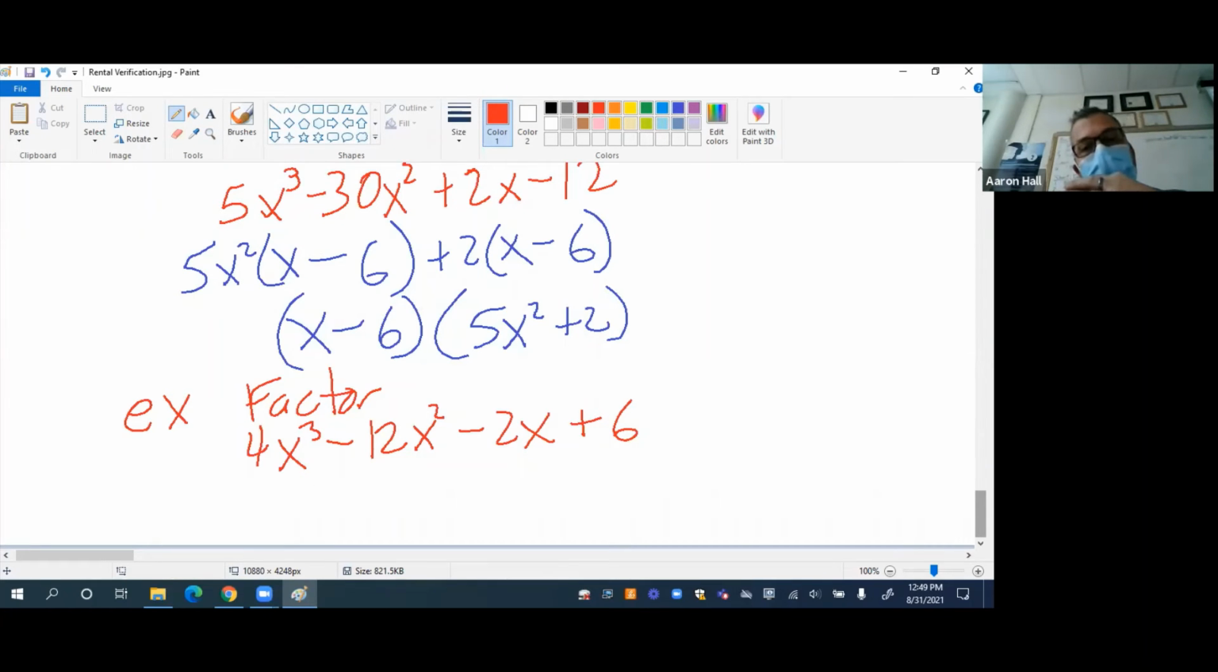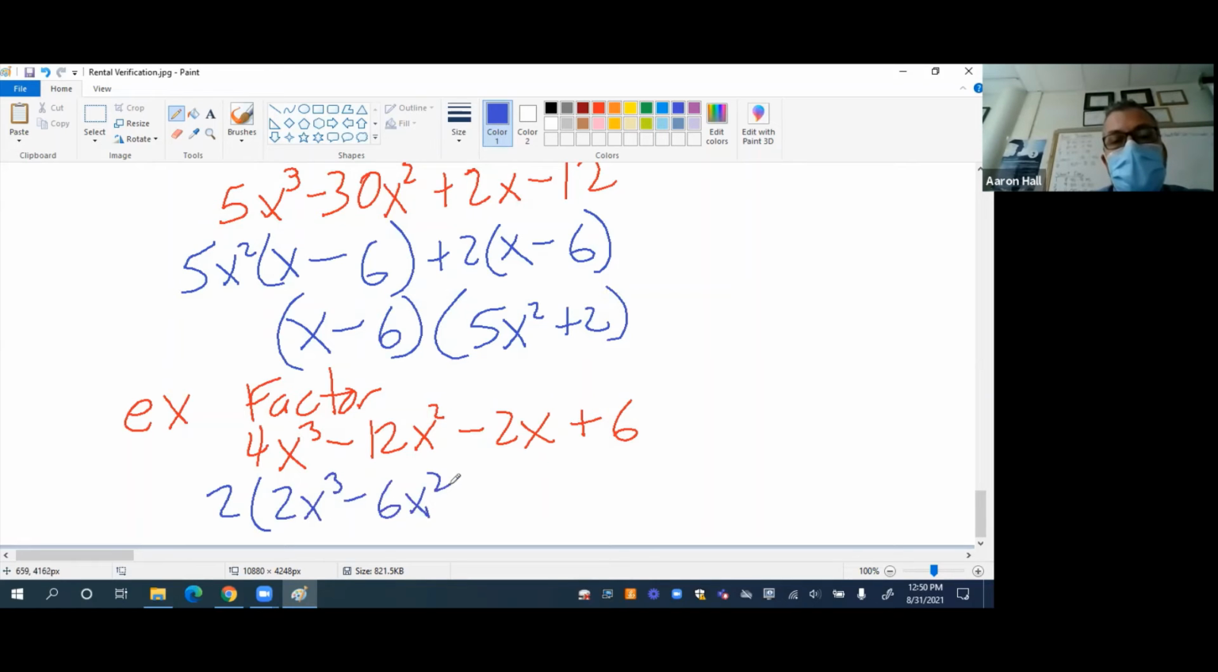Can I factor something out of everything? Yes. 2. Do we have to do that first? We can do it last as well. So what do you want to do? Do you want to factor out the 2 first or last? Okay. If I factor out a 2, then what is left? x cubed minus 6x squared minus x plus 3, sorry.